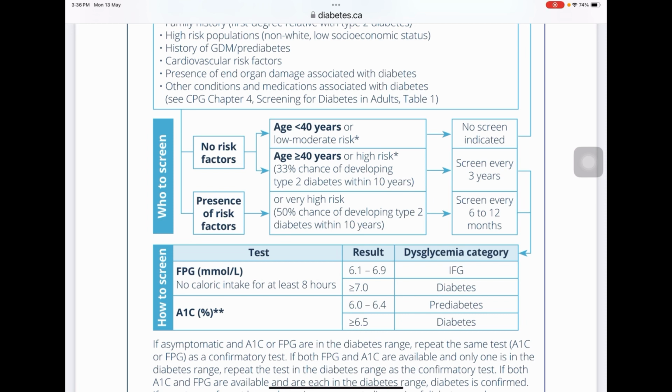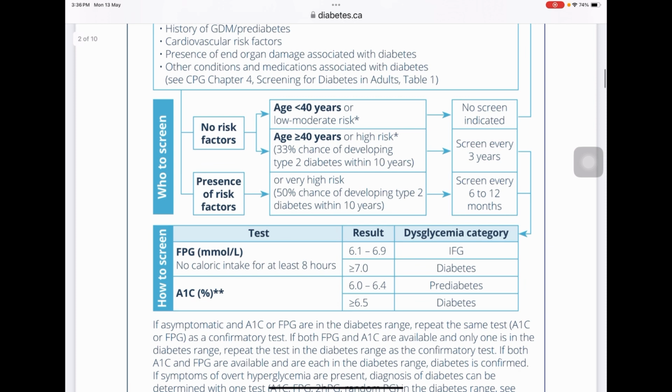Number one is age, number two is the risk factor. If age is less than 40, no need to screen. If age is more than 40, screen the patient now, and then if there is low risk, in the next 3 years. If the patient is high risk, then you need to start screening irrespective of the age, and you need to screen the patient every 6 to 12 months if the patient has any high risk.